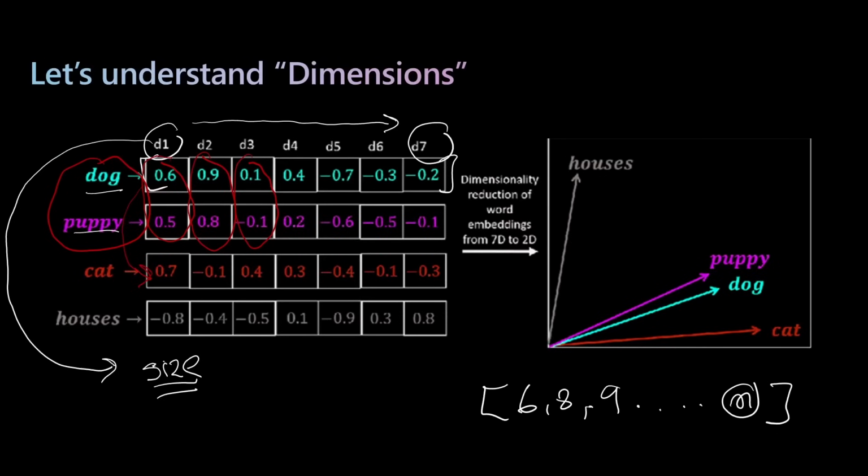In contrast to this, if you take dog and compare it to cat, you'll see that the numbers are not very similar now. For example, in the second dimension, it's very different because this value is 0.9 and the cat value in the second dimension is minus 0.1. This illustrates that while cat and dog are both animals, they show differences across these dimensions, reflecting cat's distinctiveness from dog and puppy. And house, for example, is an entirely unrelated concept and has a very different embedding, as you see, from all the other ones.